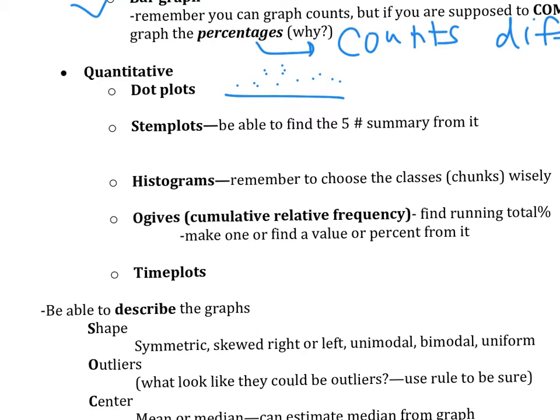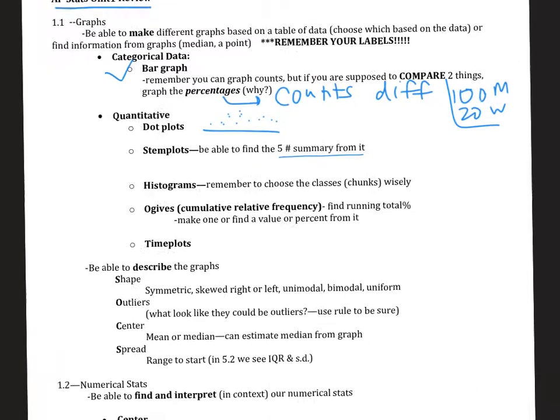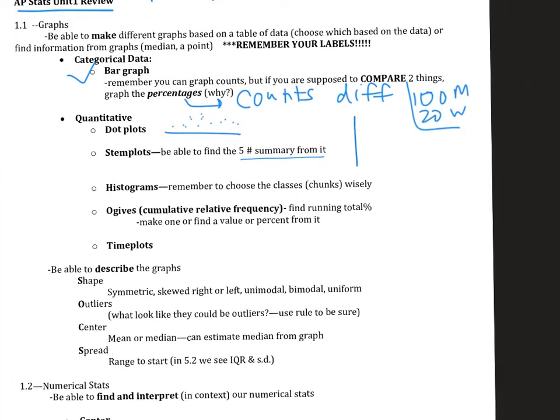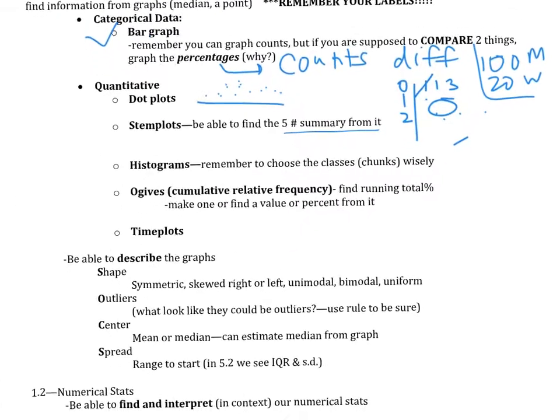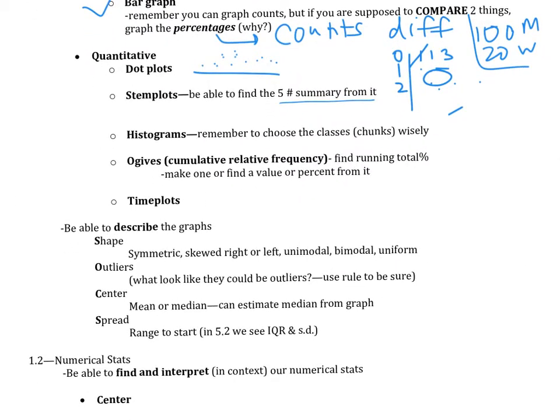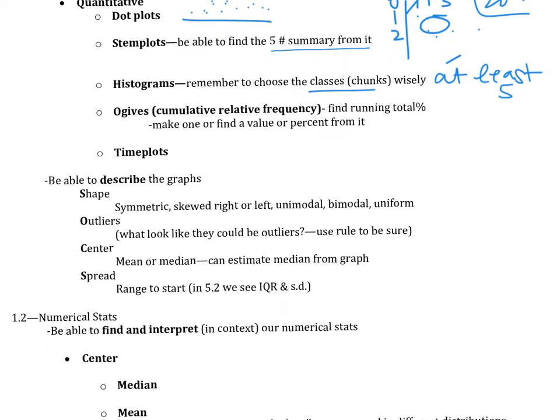All right, stem plots. Be able to find the 5-number summary from a stem plot. Remember, you had stems like 0, 1, 2, and then other numbers over here, and you would find the middle by counting off all the way until you get to the middle, things like that. Histograms, remember to choose the classes. Make sure you use at least 5 different chunks or classes.